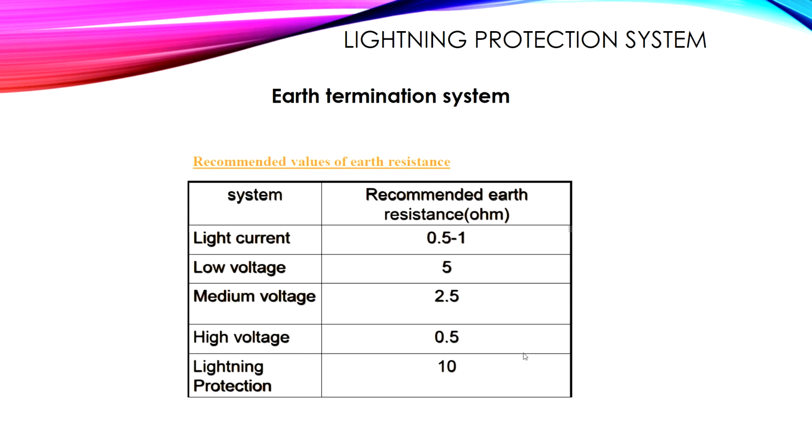Now the last element in the lightning protection system is the earth termination system. According to the earthing system, we need a certain earthing resistance or earth resistance for the light current from 0.5 to 1 ohm, low voltage 5 ohm, medium voltage to 0.5, high voltage 0.5. For the lightning protection, which we are doing now, we need a 10 ohm for the recommended earth resistance. Okay, so we understand now that we need an earthing system with a resistance of a 10 ohm. How to design it? We discussed it using ETAP and using manual calculations on our channel.